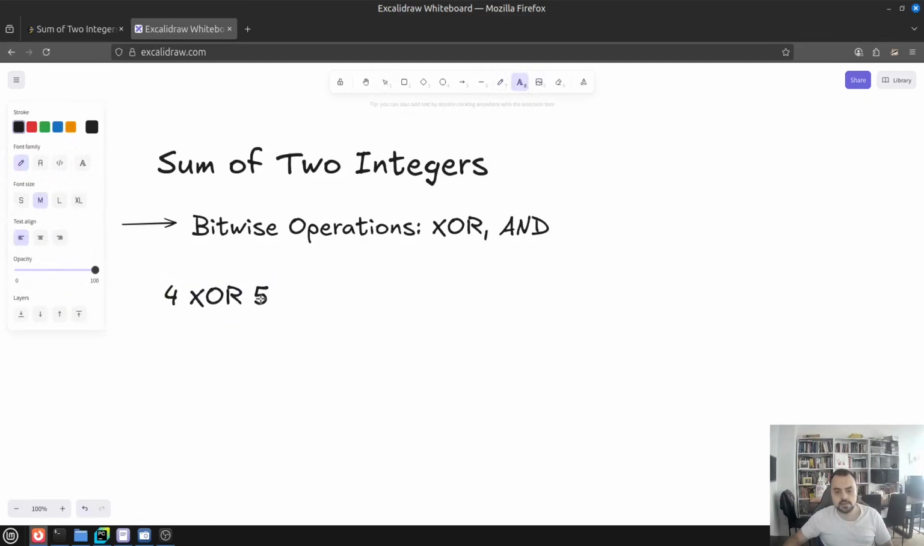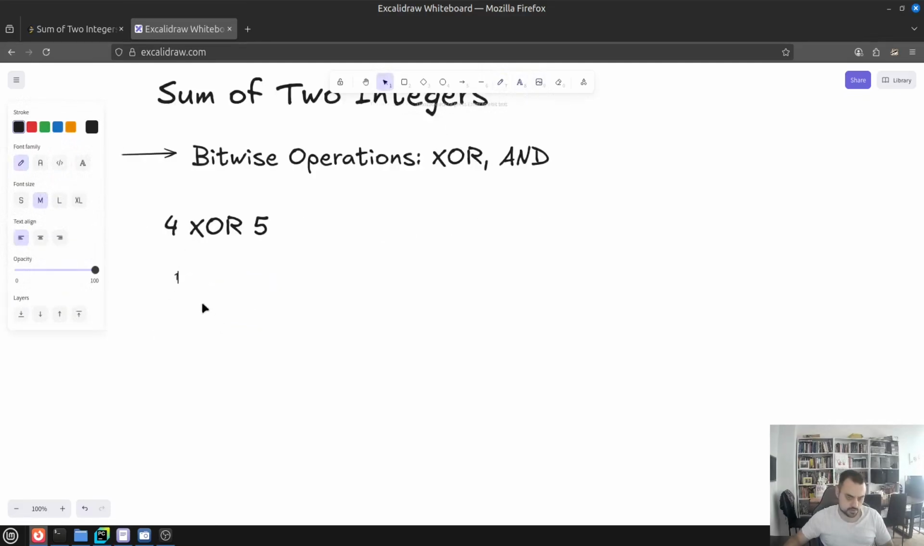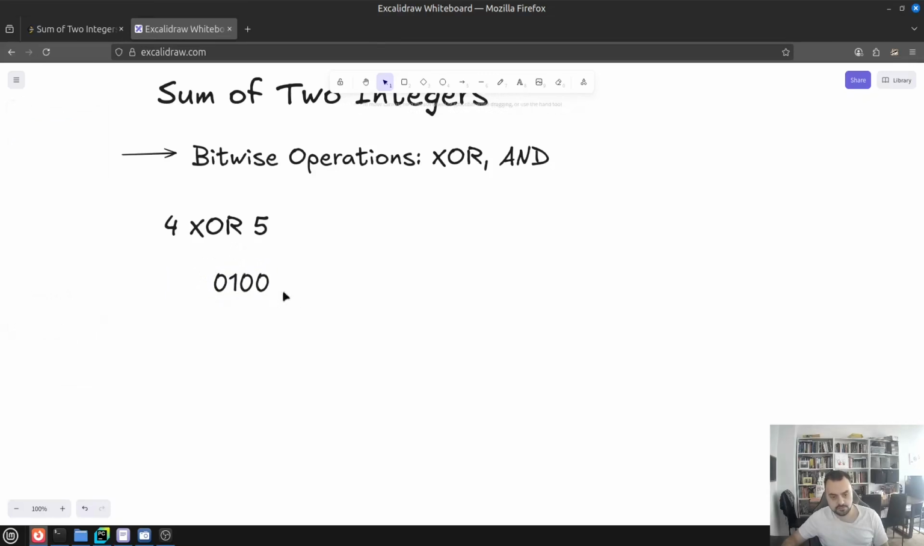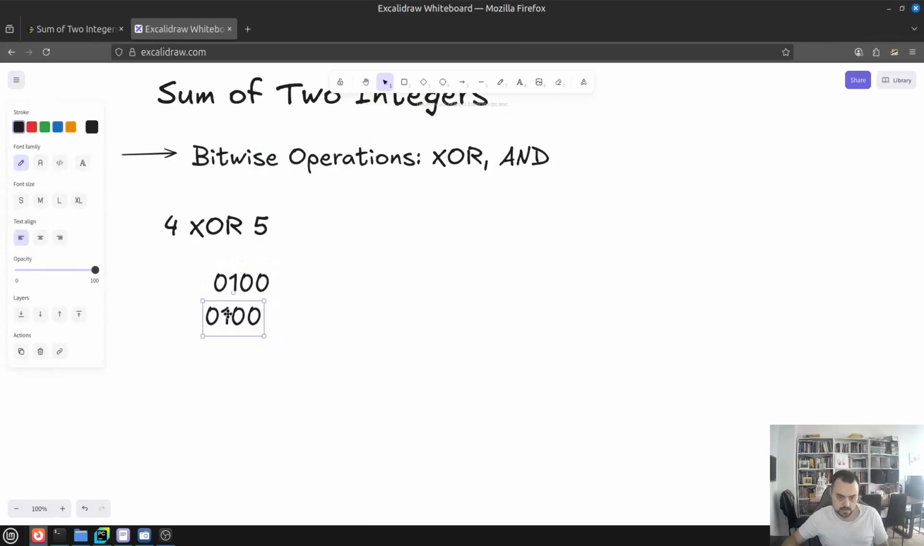Then I need to first get the binary representation. Let's use a 4-bit representation, so 4 is 1, 0, 0 using those 4 bits. This would be the number of 1s you take, the number of 2s, the number of 4s, and the number of 8s. So maximum we can store 15 here. And for 5, we take one 4 and also one 1. Then we can use that funny symbol for XOR, which is also used in Python.